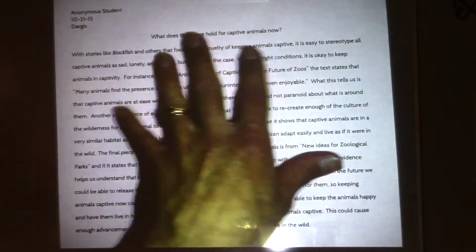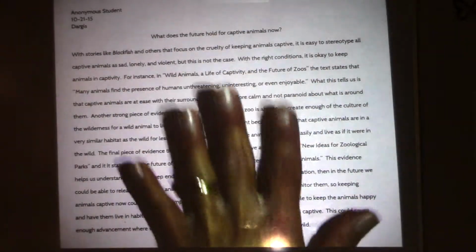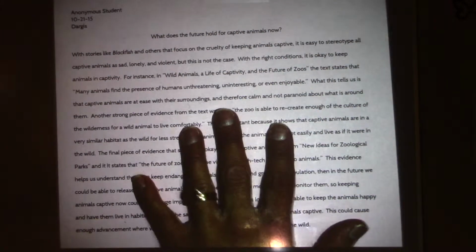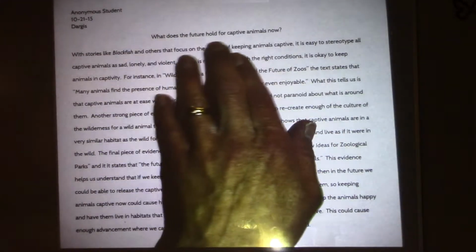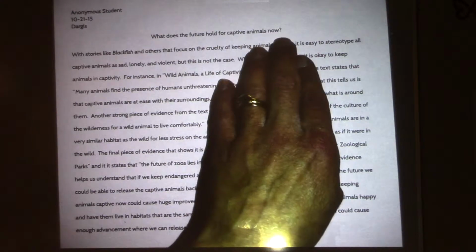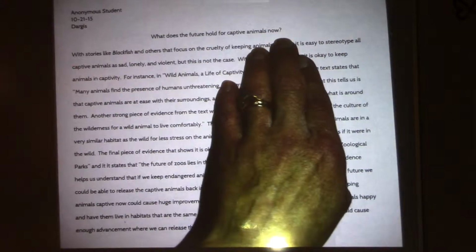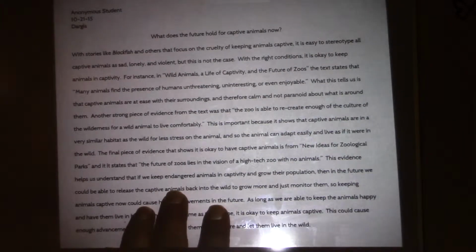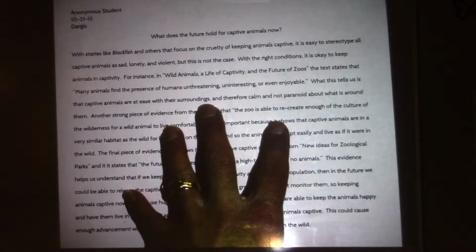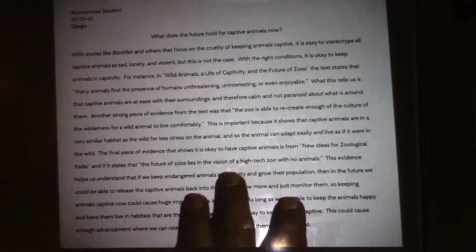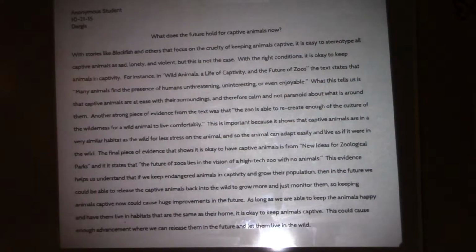Okay, so I need you guys to take this pink paper that you have, and I want you to flip to the side that says, what does the future hold for captive animals now? So that's the side that we want to be on. And what we're doing here is we are using this as an exemplar. So you might recognize the topic. This is from the last writing prompt, so it's the animals in captivity one. And we'll find out what this student author had to say about that particular prompt in just a minute.